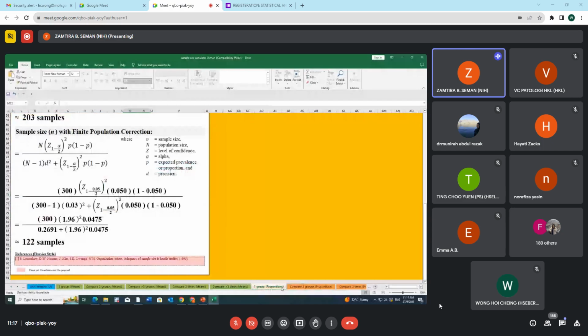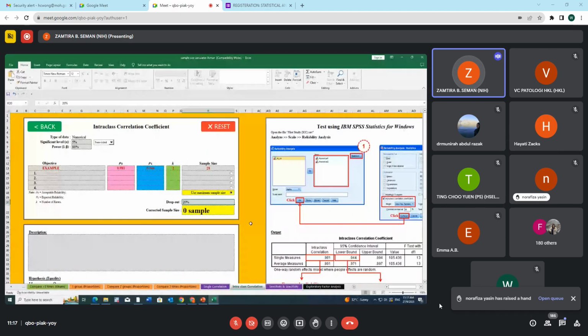Kat sini banyak lah. Ada proportion, kita ada correlation, ICC, this one. Untuk reliability, ICC banyak lah.